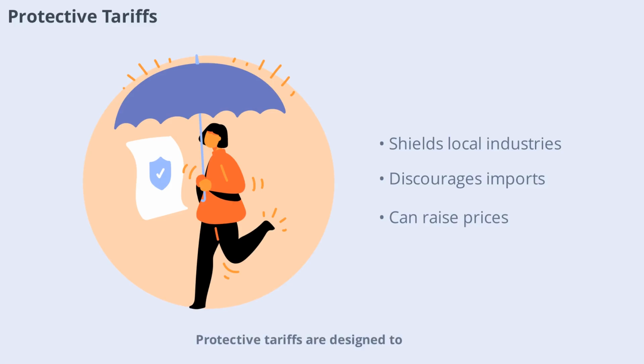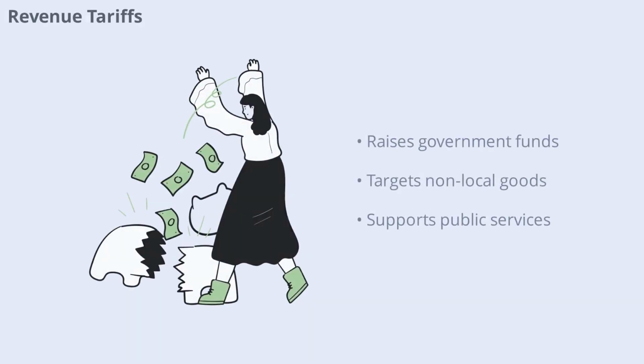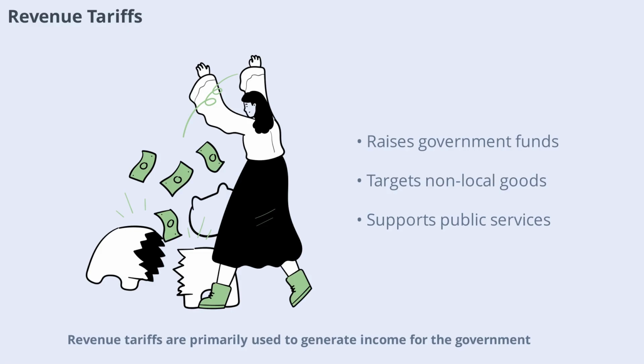Protective tariffs are designed to shield domestic industries from foreign competition. By making imported goods more expensive, these tariffs encourage consumers to buy locally produced items. While this can help domestic businesses grow, it may also lead to higher prices for consumers and potential retaliation from trading partners. Revenue tariffs are primarily used to generate income for the government.